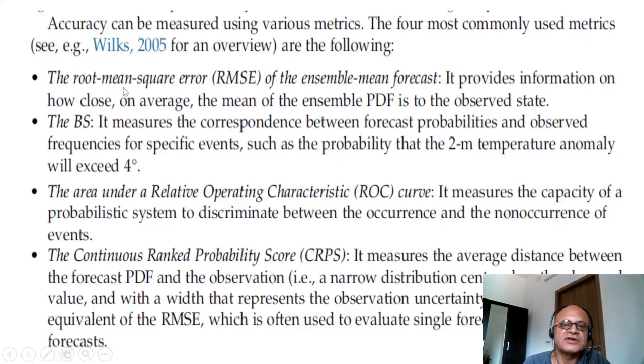There are good papers on this that you can read up. The root mean square is the easiest one for the ensemble mean forecast. It provides information on how close on average the mean of the ensemble PDF is to the observed state. So remember the observed state, when you observe any particular thing like a 2-meter temperature on a given day or a given week or a month over a region over many years, it has a distribution of probability.